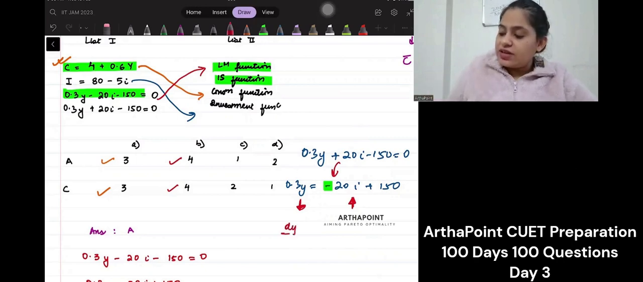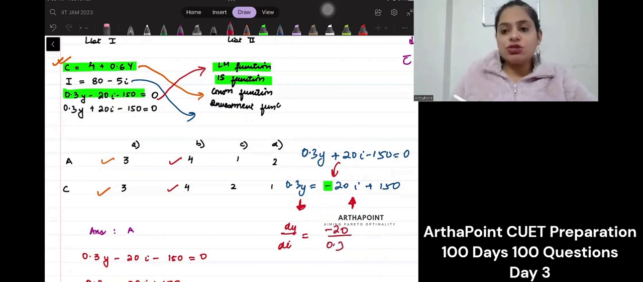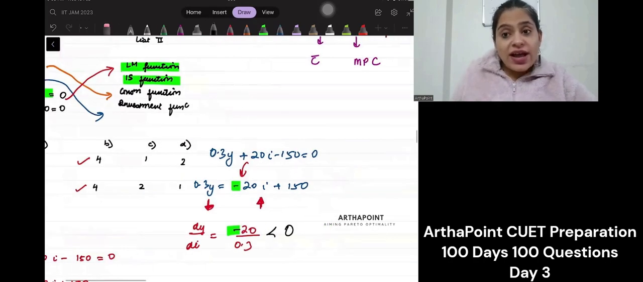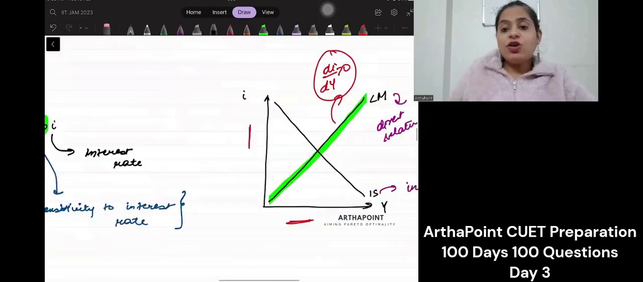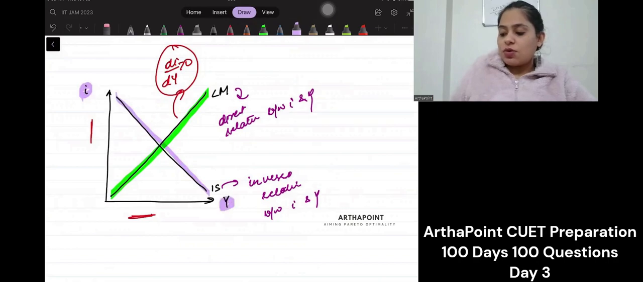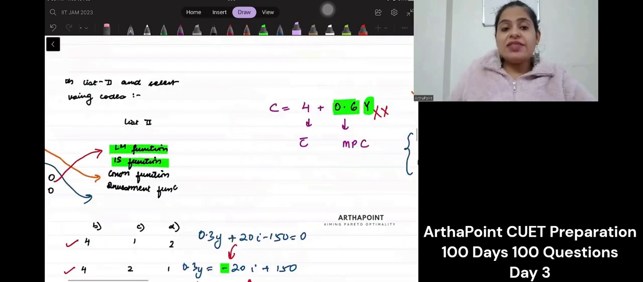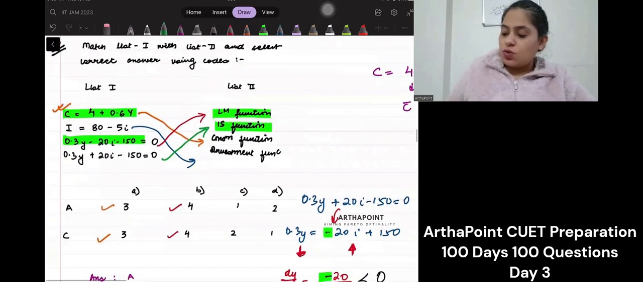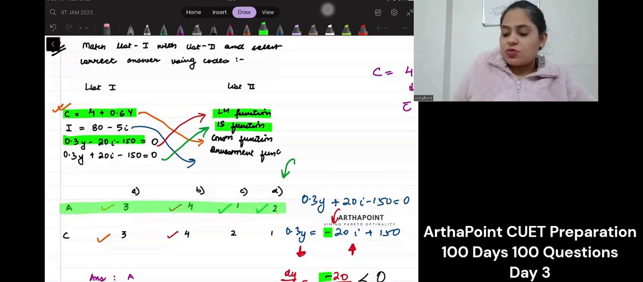So if I were to find dy by di, it would be minus 20 by 0.3. If I differentiate on both sides, it will have this negative sign, which means the slope is negative. And when do I have an inverse relation between I and y? I और y के बीच में negative relationship कहाँ पर होता है? When I am talking about my IS curve. So which means that the fourth equation is going to be related to the IS curve. So the fourth one has the answer 2 and this has this. So A is my correct option.